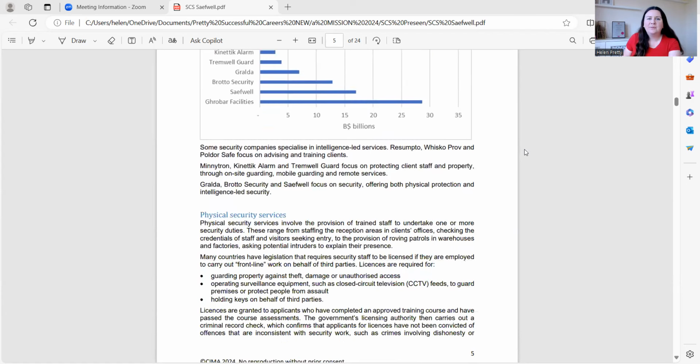Staying on page 5, some security companies specialize in intelligence-led services. Risompto, Whiskey Prove, and Poldor Safe focus on advising and training clients. Mititron, Kinetect Alarm, and Tremwell Guard focus on protecting clients, staff, and property through on-site guarding, mobile guarding, and remote services. Gwalda, Roto, and Saefwell focus on security, offering both physical protection and intelligence-led security.